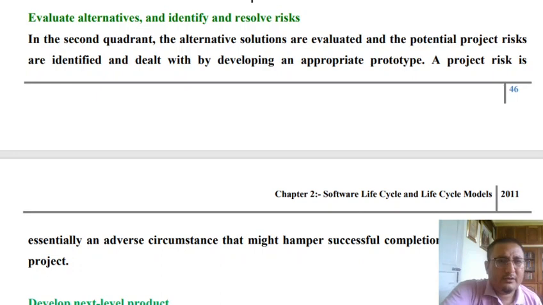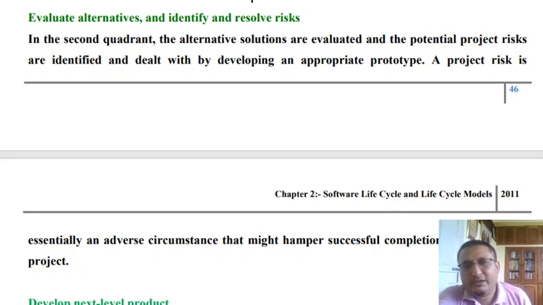This is very important because each and every alternative has to be evaluated in terms of its productivity, whether it is suitable for a particular objective or not. And we need to identify and resolve risk. There might be different types of risks associated with the alternatives. To define a risk, a risk is an anticipated event that may lead to a failure. Any anticipated event that may lead to failure is called a risk.